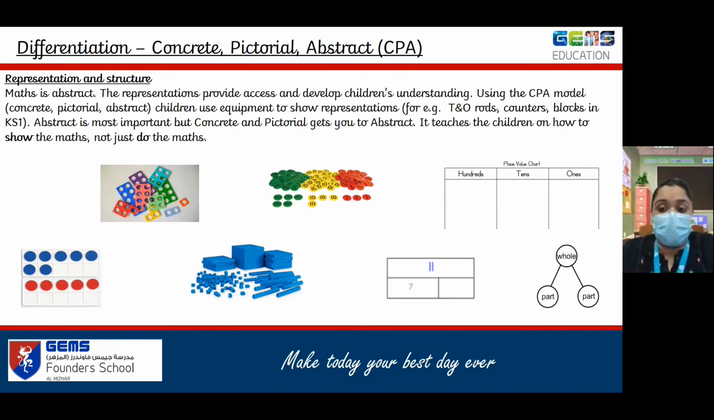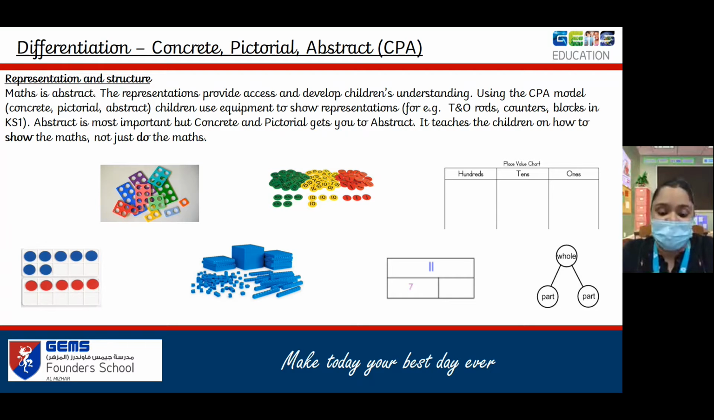So, for example, giving them tens and ones rods, counters, blocks. Once the children are confident with the concrete aspect of the math lesson, then we move on to pictorial. So pictorial is basically drawing what they have learned. Instead of using the concrete resources, the children now move on to the second part of the lesson, that is the pictorial representations where the children draw to showcase their learning.